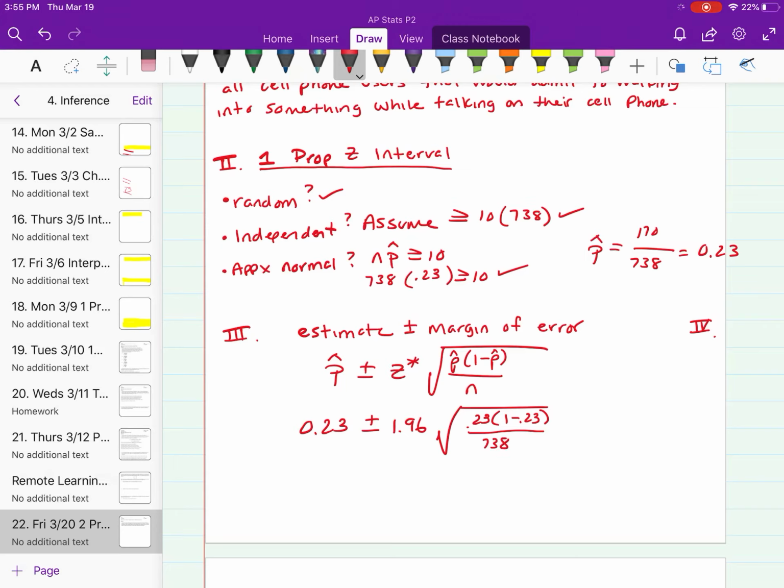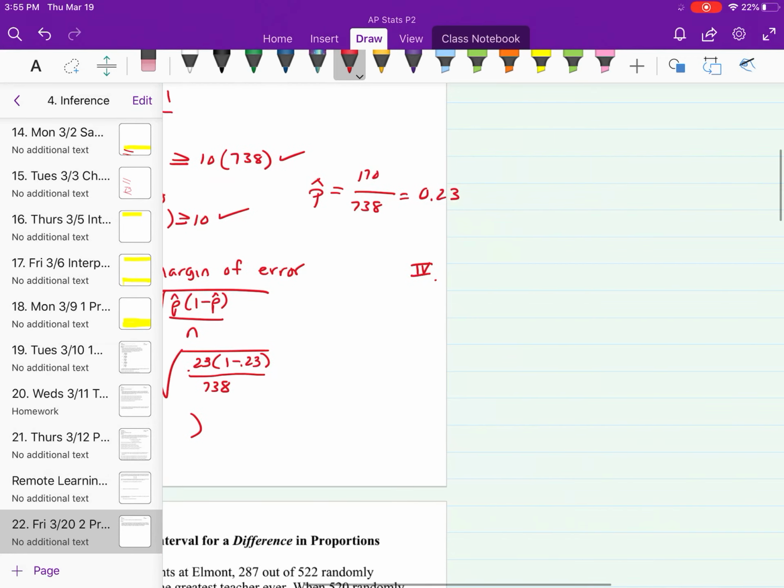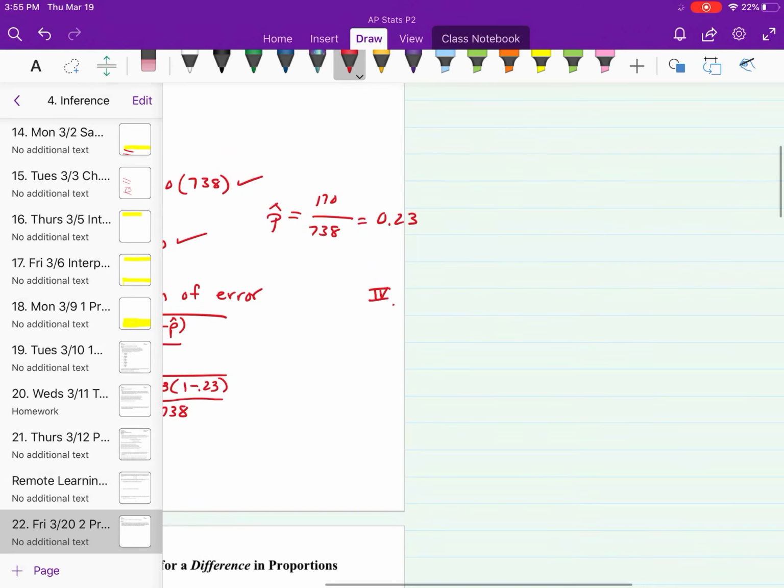All right, if you don't like that I did 0.23 times parentheses 1 minus 0.23 there, and you want to put 0.77, that's fine too. Now remember, you're probably going to make a mistake if you do all of this by hand. So you go to stat tests, go down to letter A, 1 prop z interval, and that gave us an interval of 0.20, rounding to the hundredths place, to 0.26. So then step 4, we do our conclusion.